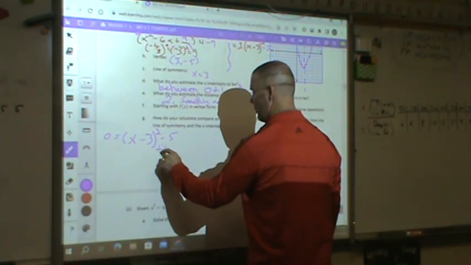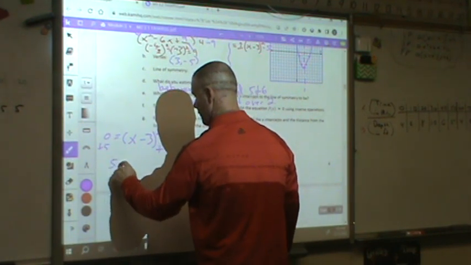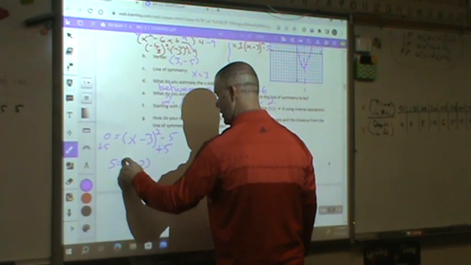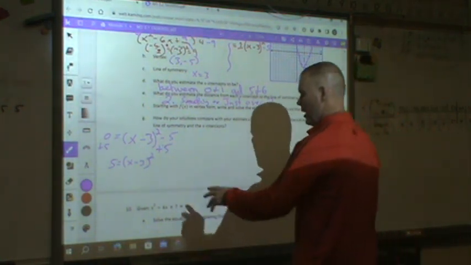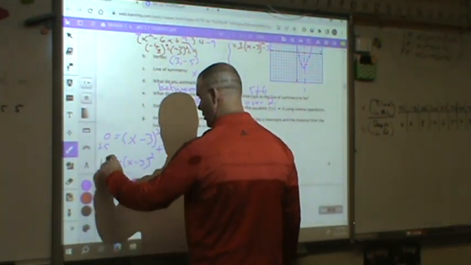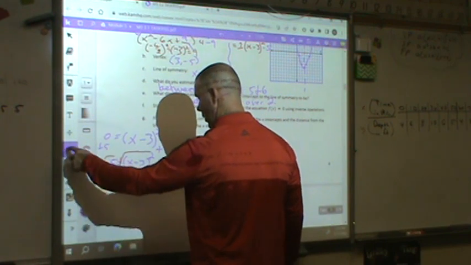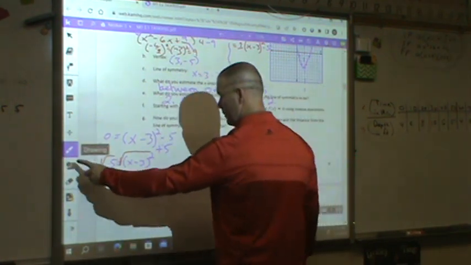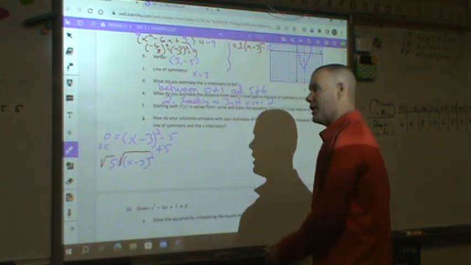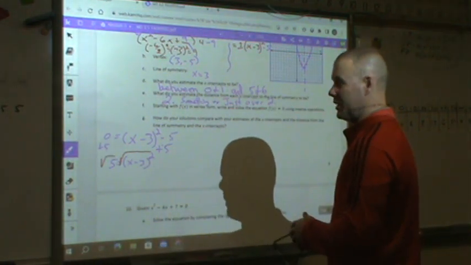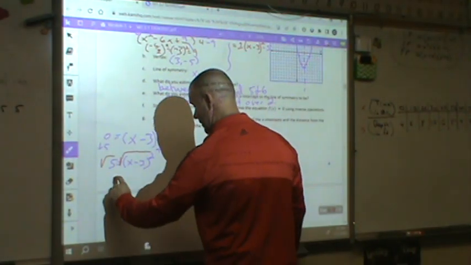Well, I'm going to start by adding 5. So 5 is equal to x minus 3 squared. Again, all I did was add 5 to both sides. At this point, I'm going to take the square root of both sides. Why? Because I want to get rid of the exponent. When I do so, you're going to sit there and go, well, wait a second. The square root of 5, I don't know what that is. I don't know what it is either, and I don't have to know right now.